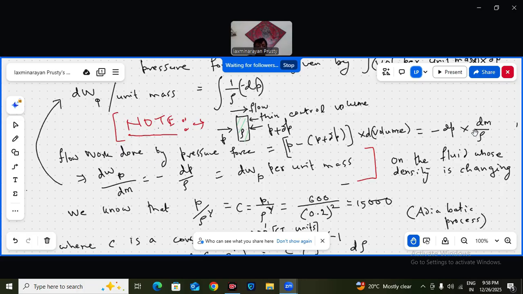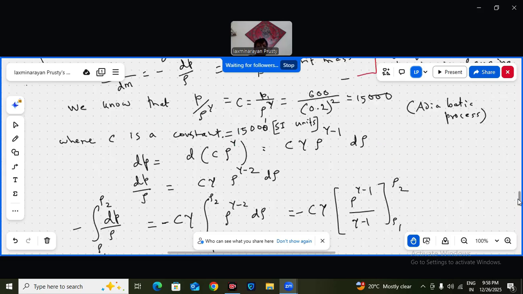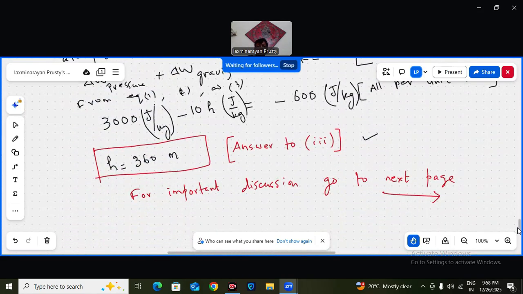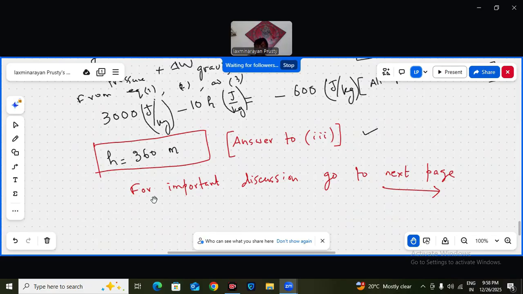So dW by dm, with P meaning pressure, dW_P by dm will be the work per unit mass, that is minus dP by rho. Then that's what I integrated. Okay. So I am telling you this for the important discussion. Let us go to the next page.